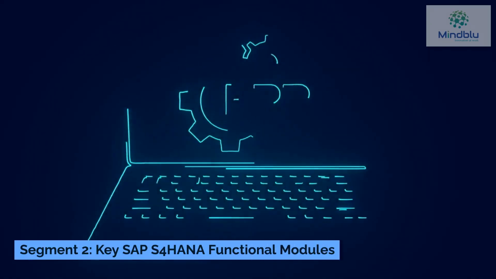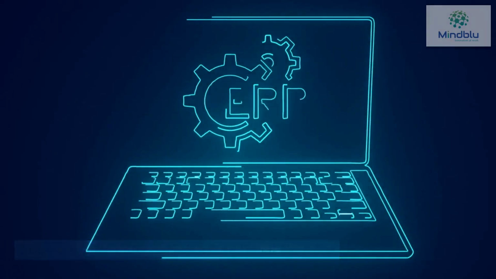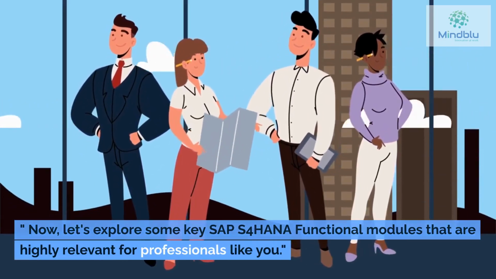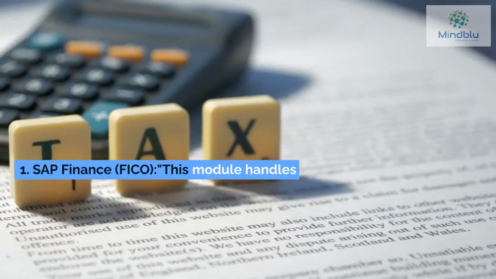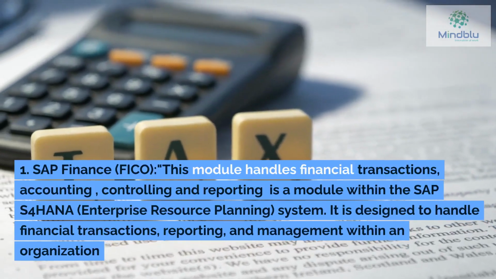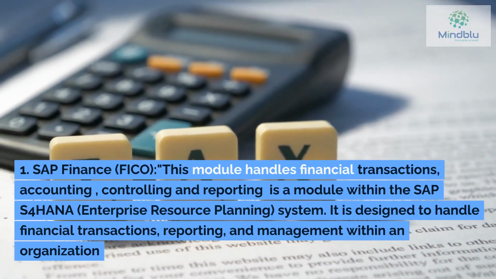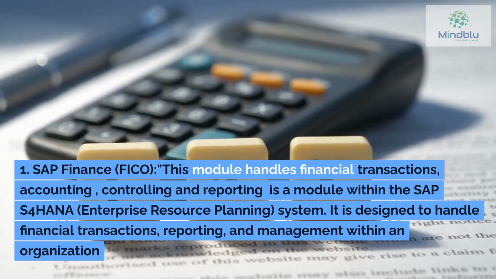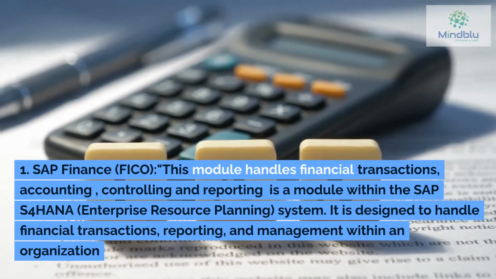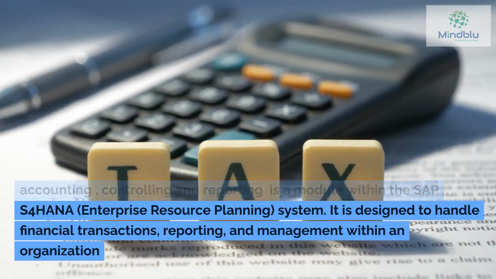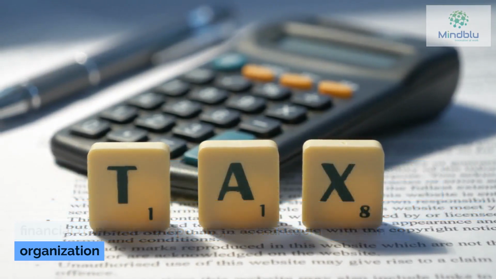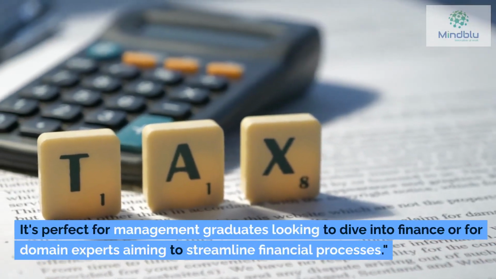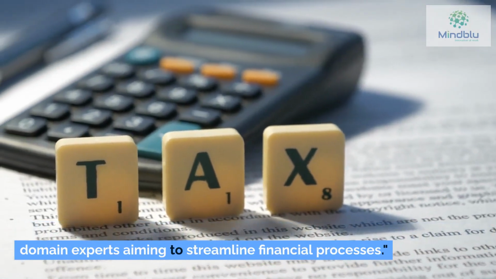Segment 2: Key SAP S4HANA Functional Modules. Now, let's explore some key SAP S4HANA Functional Modules that are highly relevant for professionals like you. 1. SAP Finance, FICO. This module handles financial transactions, accounting, controlling and reporting. It is a module within the SAP S4HANA Enterprise Resource Planning system. It is designed to handle financial transactions, reporting, and management within an organization. It's perfect for management graduates looking to dive into finance or for domain experts aiming to streamline financial processes.